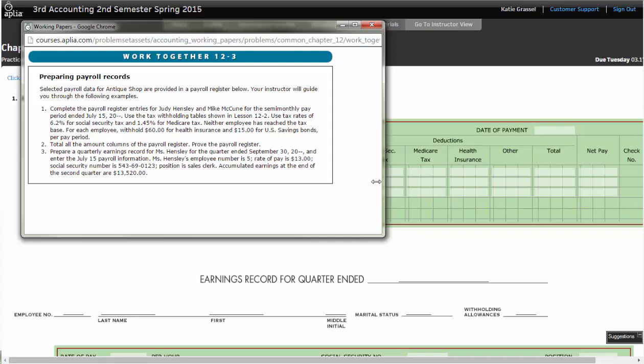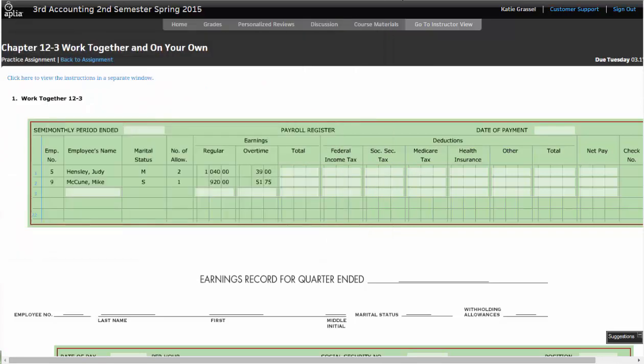Tax rates of 6.2 for Social Security, 1.5 for Medicare, and it says right in the directions, neither employee has reached the tax base, okay? For each employee, withhold $60 for health insurance and $15 for U.S. savings bonds per pay period. So right now, what we need to do is spend a little bit of time and fill in our payroll register.